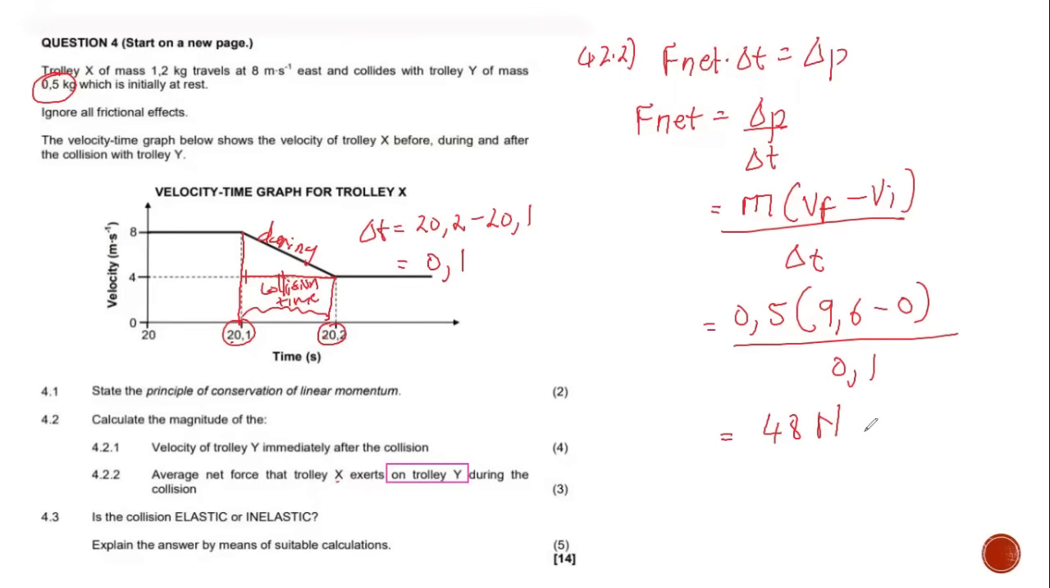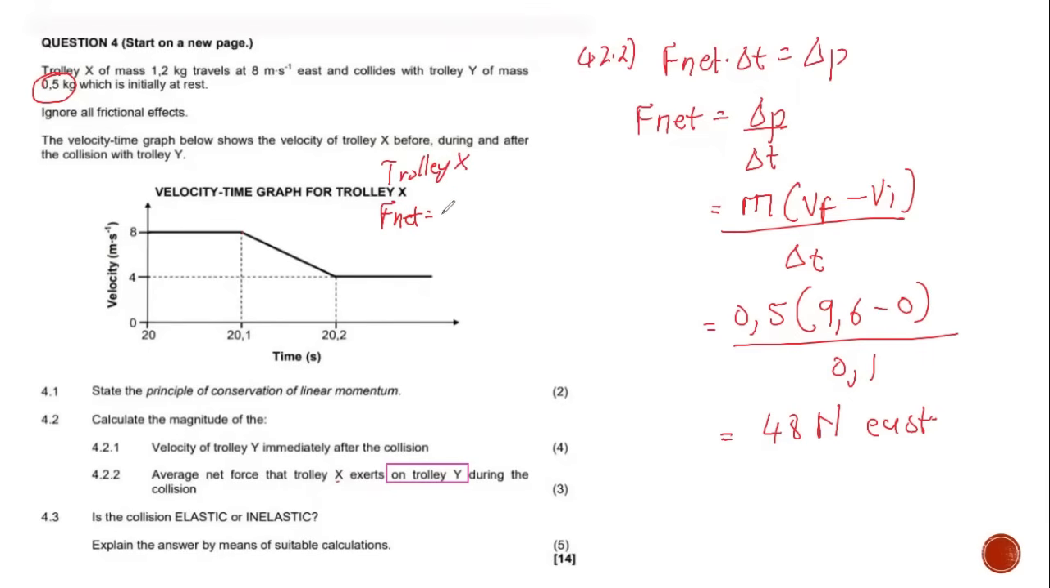And then since it's positive, it's 48 newton east, right? So that means Trolley Y is experiencing a force of 48 newton to the eastern direction as a result of Trolley X. So this is due to Trolley X. Now, you could still get the same value from calculating using Trolley Y, but then you would have to be very careful with your conclusion, right? So if you were to calculate using Trolley X, this is how you'd calculate it.